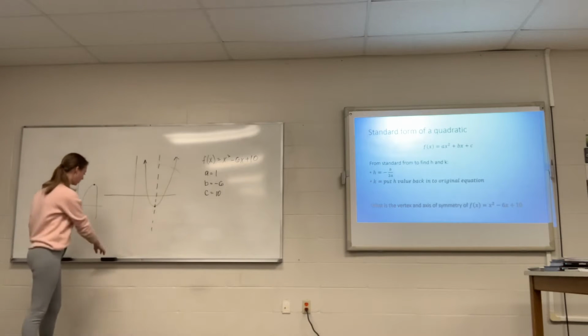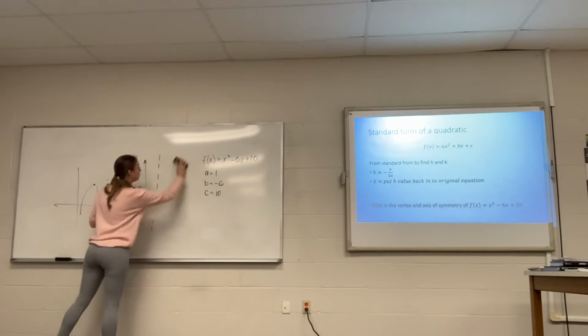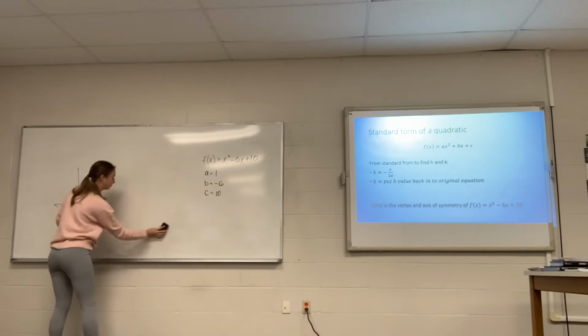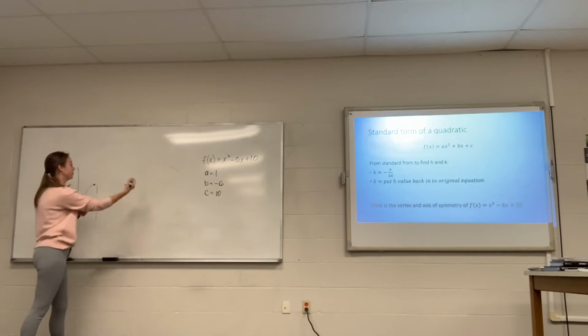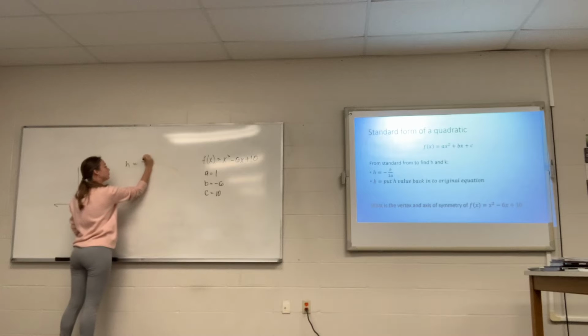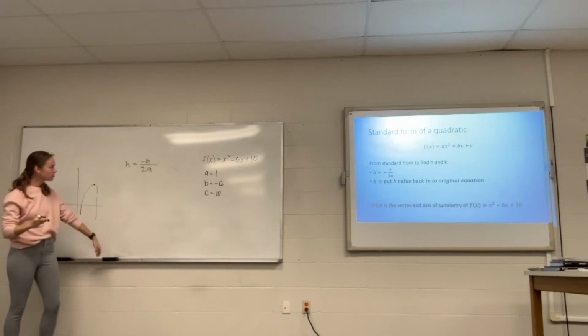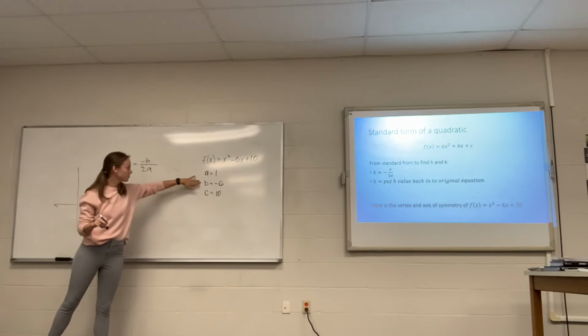So then to find my h, so to find my vertex, h is equal to negative b over 2a. Then I'm just going to plug in these numbers, the b and the a.